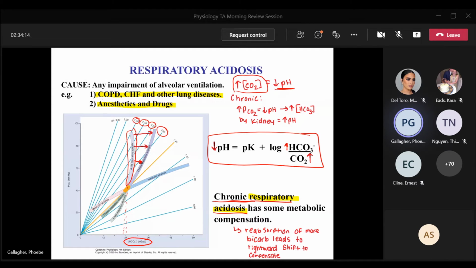You should understand the kinds of things that can cause these, just a generalized understanding. So COPD, CHF, anesthetics, and some drugs. He will likely say one of these in the question stem to hint that he's talking about respiratory acidosis. So make sure you memorize these examples that he has. He's not going to throw something random out there that he's never discussed. So it's going to be one of these if he does ask a question about respiratory acidosis.